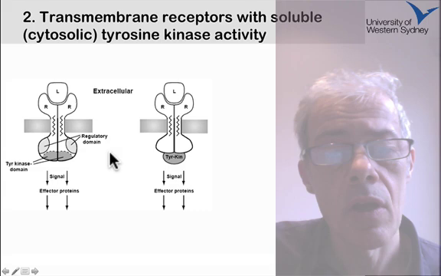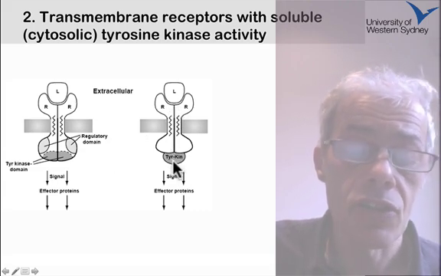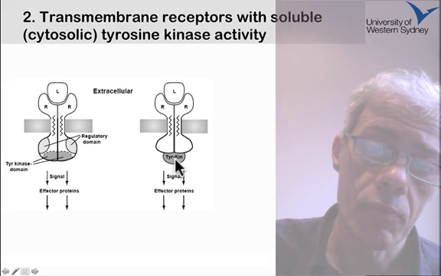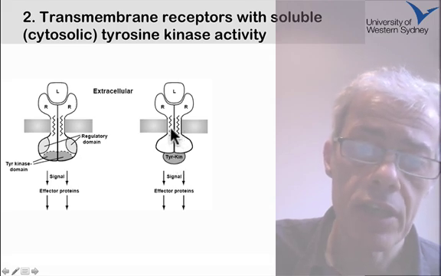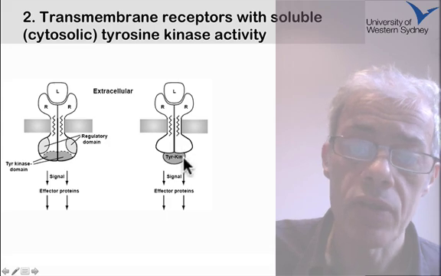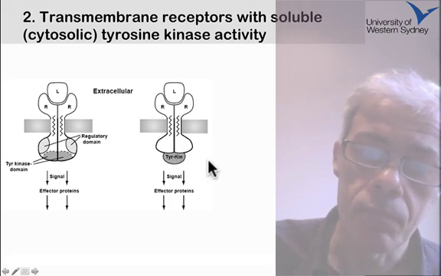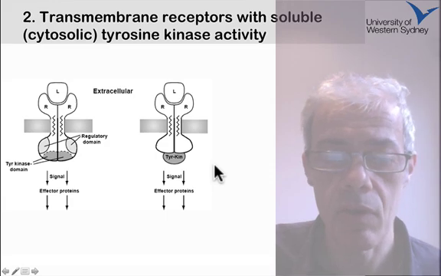There's also receptor tyrosine kinases where the kinase is an associated protein. So the receptor itself doesn't contain a tyrosine kinase domain, but there's an associated tyrosine kinase domain with that receptor. And we'll look at some examples of these.